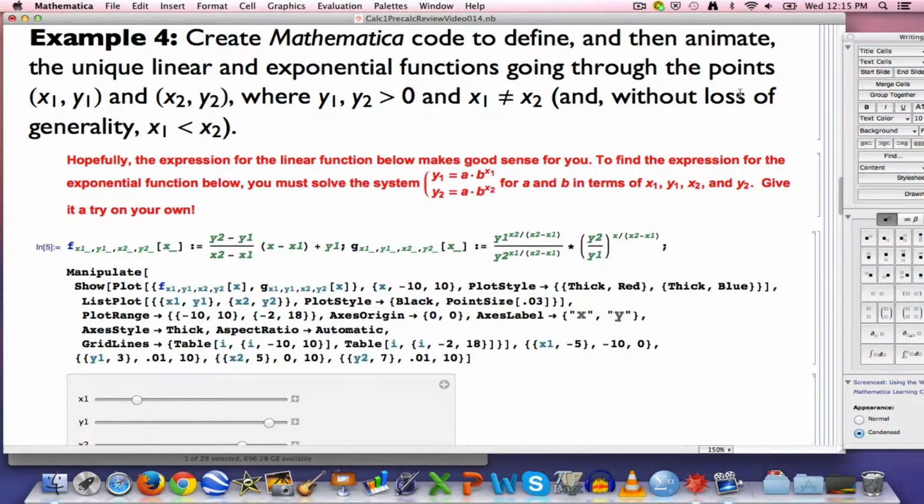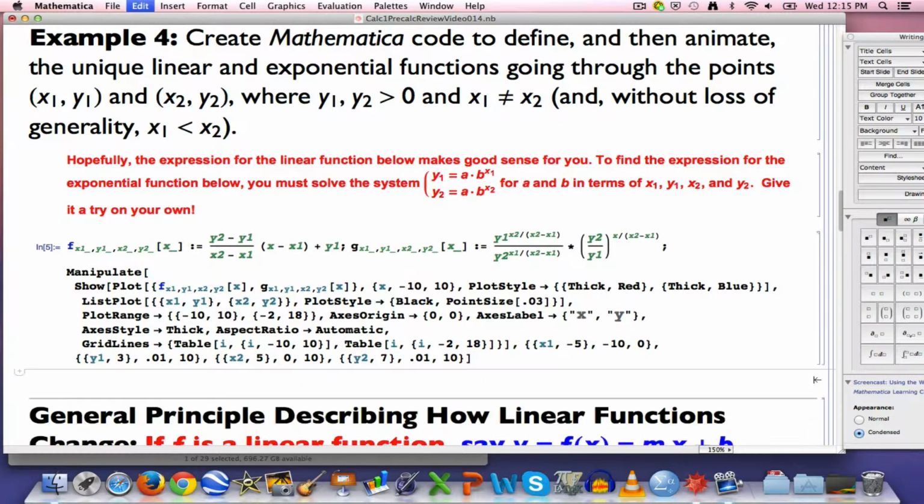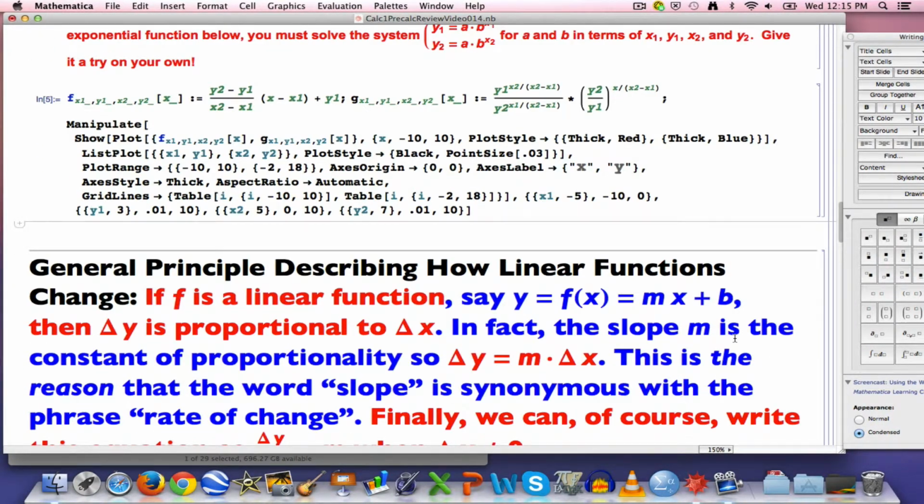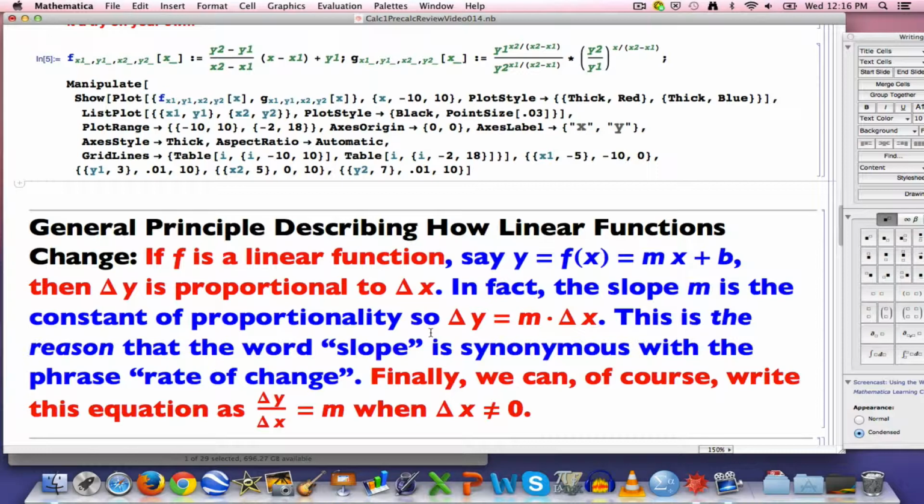You could pause the video if you want to look at it again. Try it on your own. Okay? Now we get to the main mathematical points to review the general principles that we've described before. First of all, here's the general principle for describing how linear functions change. We've seen this before. This is simpler than for exponential functions.